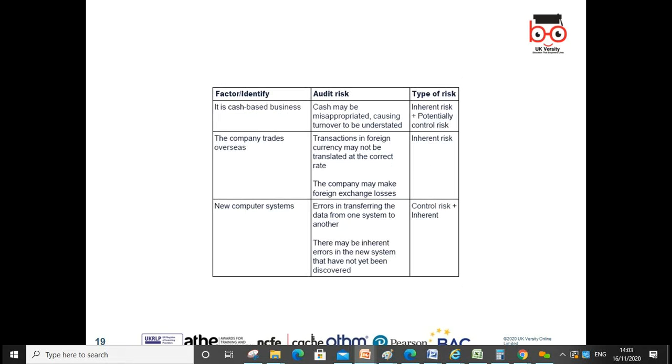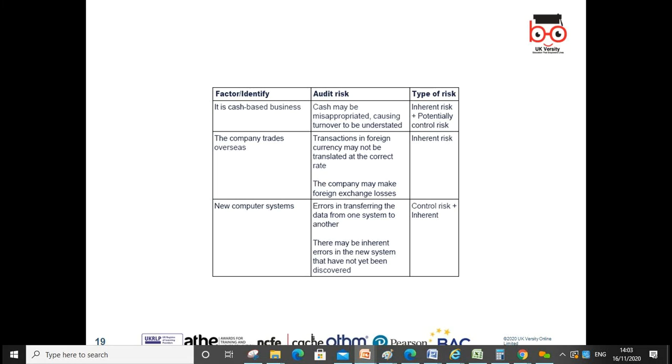So types of risk can be cash. In cash, what risk do you have? It is a cash-based business. Think about it. It can be inherent risk. It can be control risk. Yes, anybody can steal the cash. Cash may be misappropriated, causing the turnover to be understated.